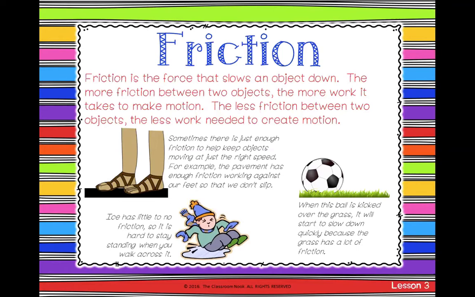For example, pavement has enough friction working against our feet so that we don't slip. Same thing with the tread on our car tires and the road. There's just the perfect amount of friction. However, we have had some snowy, icy days, and ice has little to no friction, so it's hard to stay standing when you walk across it.